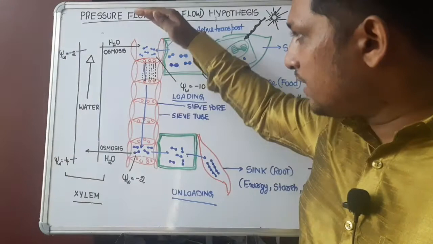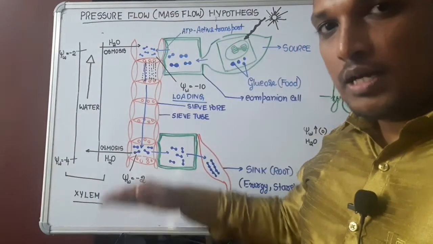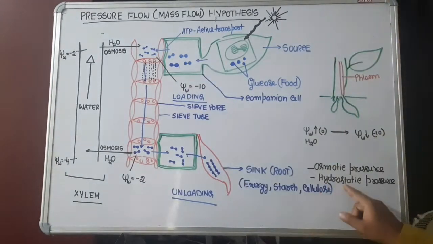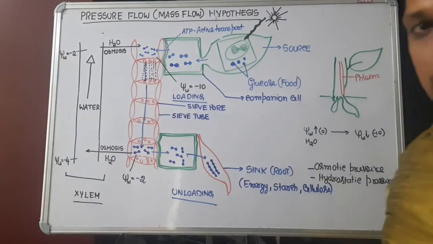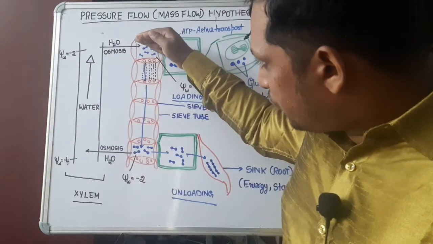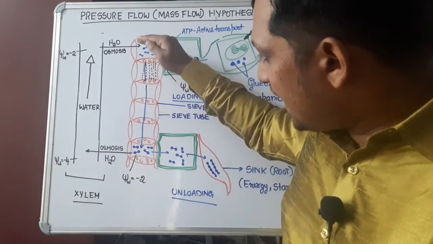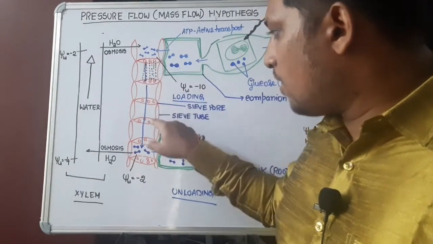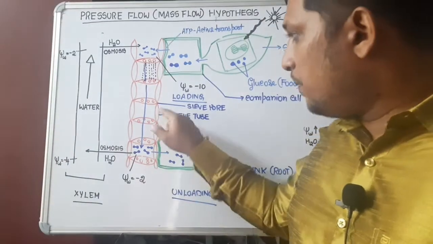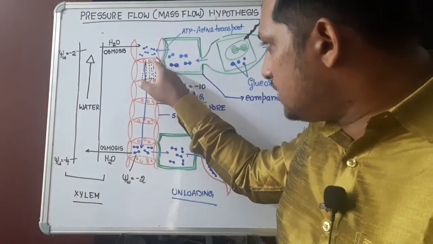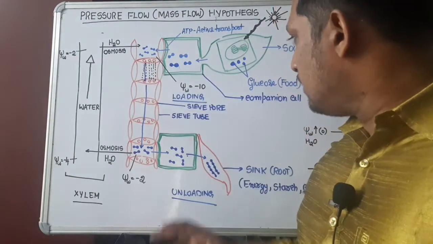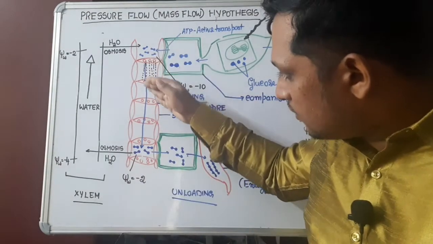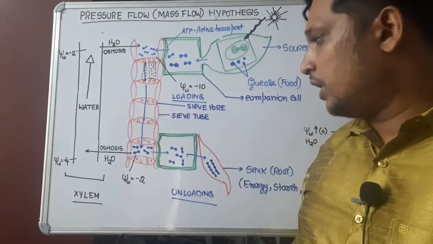When water enters, it gives a sort of pressure, a push, that is called osmotic pressure or hydrostatic pressure. I have written here osmotic or hydrostatic pressure. Due to that pressure, food, that is sucrose, moves along with the water in the sieve tube. Between the cells of the sieve tube, there are sieve plates. Sieve plates contain minute pores through which the cytoplasm, or you can call it phloem sap, travels. Sap refers to water along with sucrose, and it travels to the region of lower osmotic pressure.